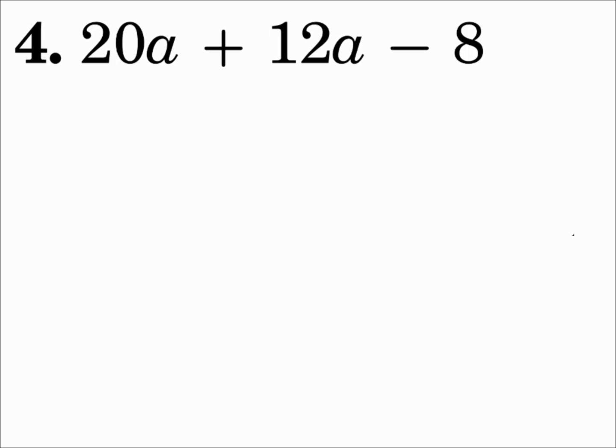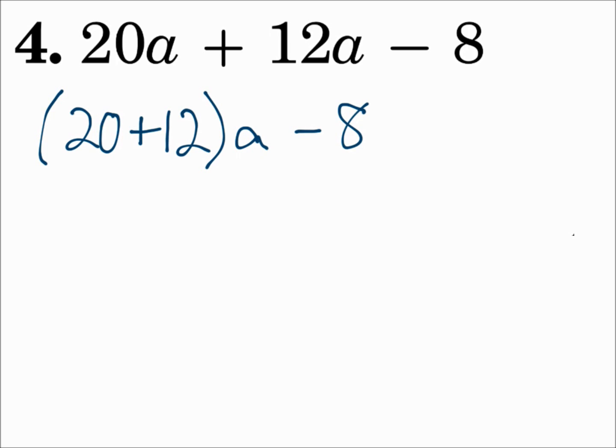Number 4, 20a plus 12a minus 8. You have a's there that can combine. They are like terms. How many do you have? 20 of them plus 12 of them, which is a total of 32a minus 8. Remember, only combine the like terms. Your 32a and the 8 are not like terms, so that stays the way it is now.